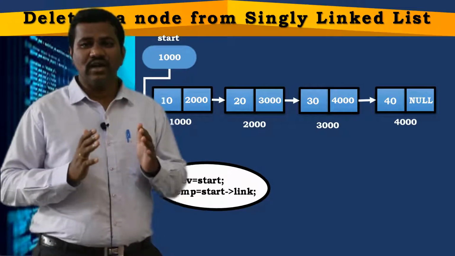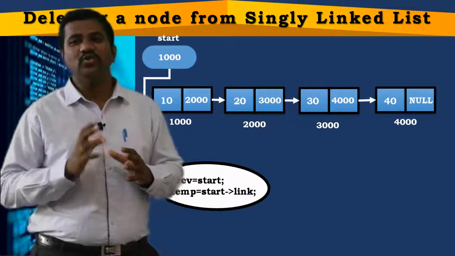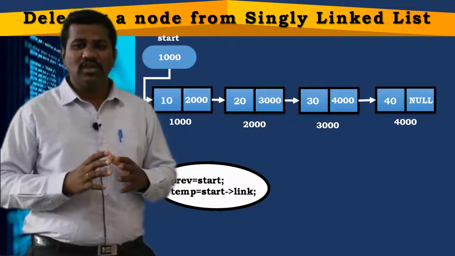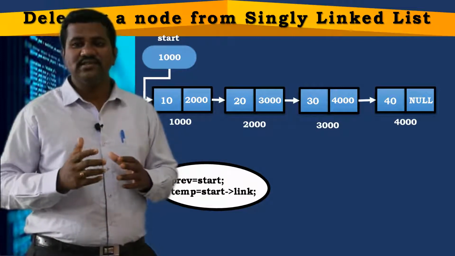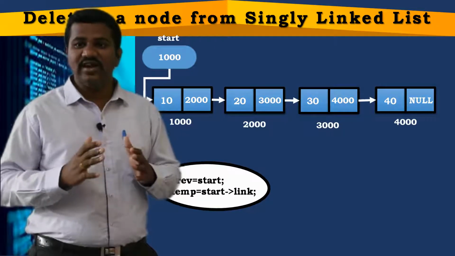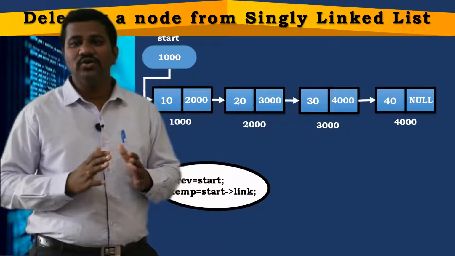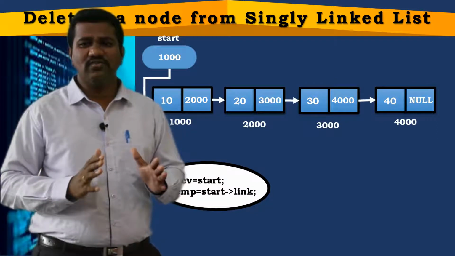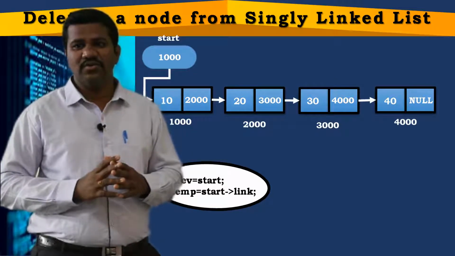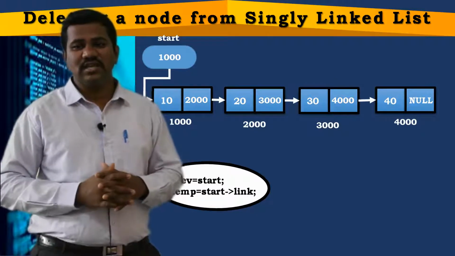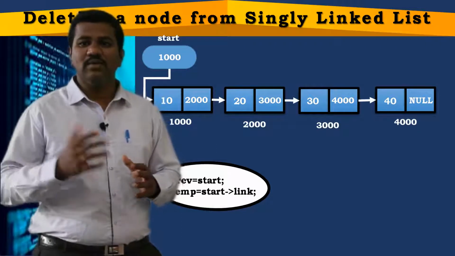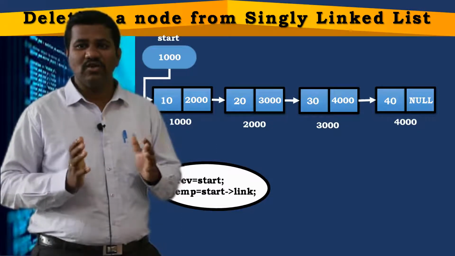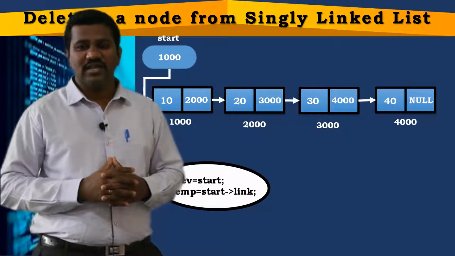Actually, we need to combine this deletion operation into one single function. But in order to make you understand the different cases, we are dividing this deletion operation into 3 cases. It's not required to divide it into 3 cases, especially for the deletion operation. We can do it in one single function itself, right? Whereas in a double linked list, we'll be looking at how to combine all these 3 operations into one single function.